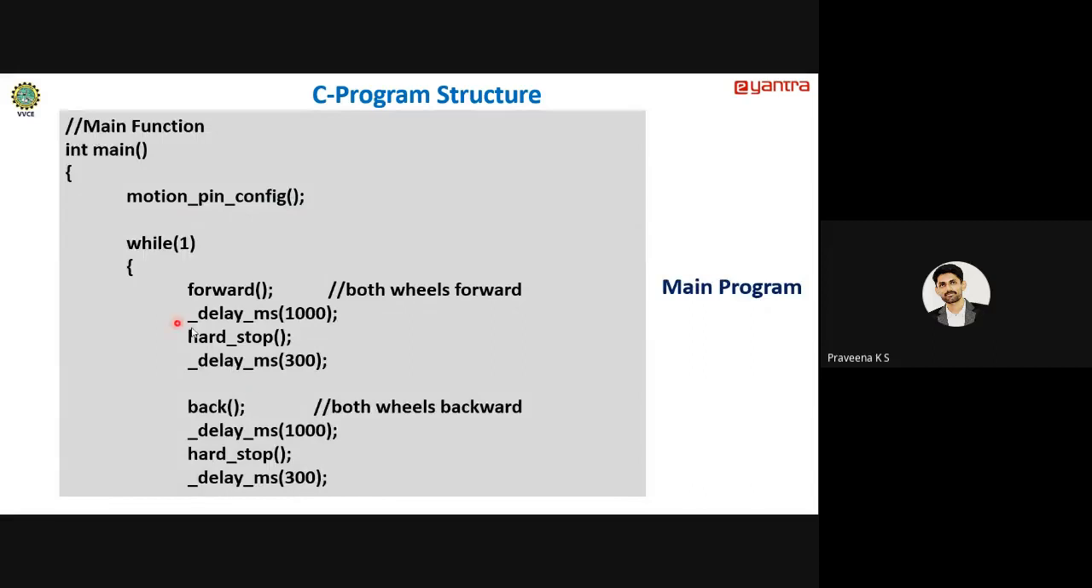Fine. So now, after forward, you have to give some delay, meaning how long your robot has to move in the forward direction. That you have to give. Next I have written hard stop. I'll tell you why. Hard stop for how long? For at least 300 milliseconds, or whatever sufficient milliseconds has to be given.